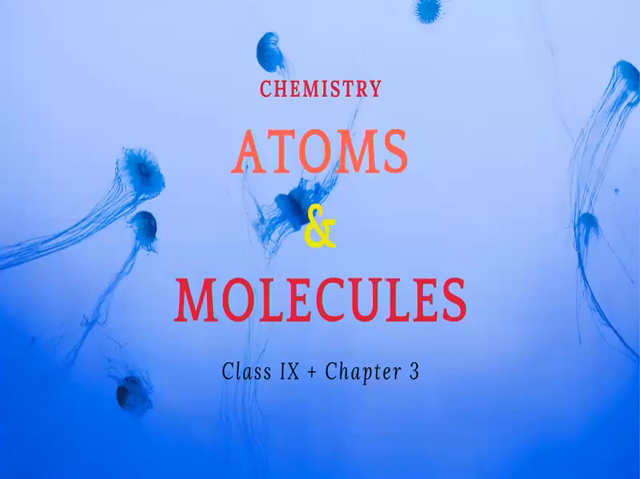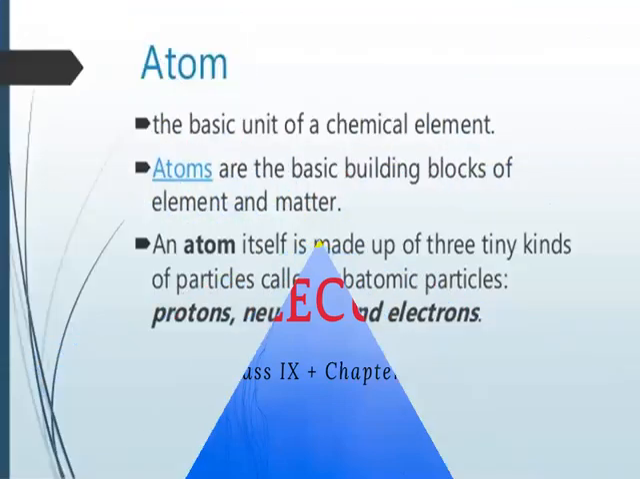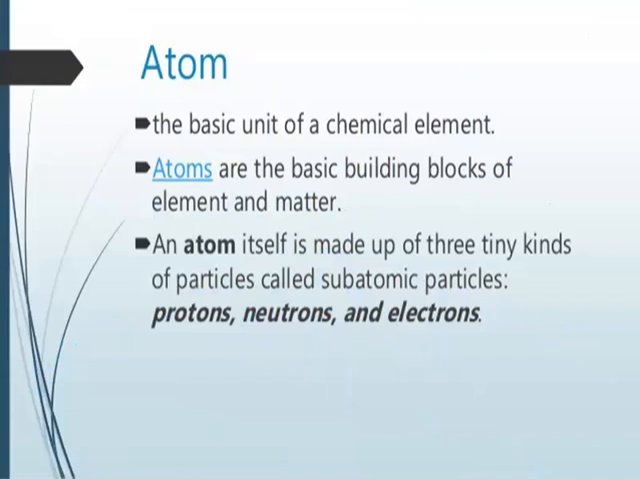We will continue with Chapter 3 Atoms and Molecules in Chemistry. We already discussed the properties of atoms and have started with the study of molecules. As we consider atoms, an atom is the basic unit of a chemical element. Atoms are the basic building blocks of elements and the matter around us. An atom itself is made up of three tiny kinds of particles called subatomic particles: protons, neutrons, and electrons.